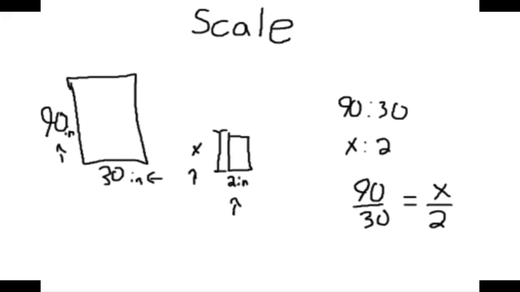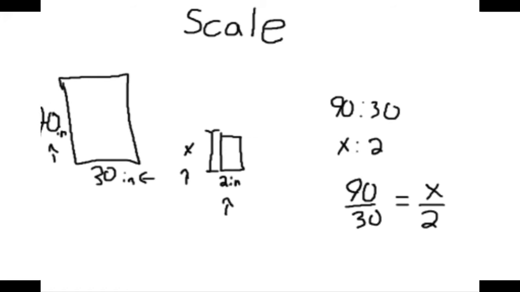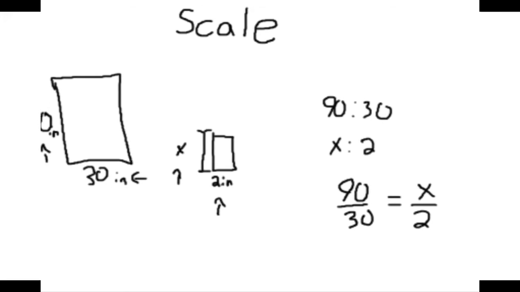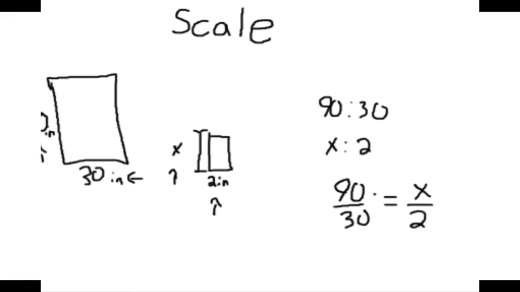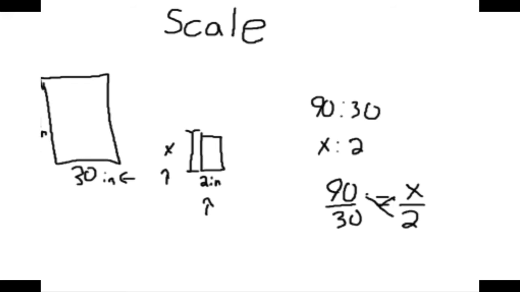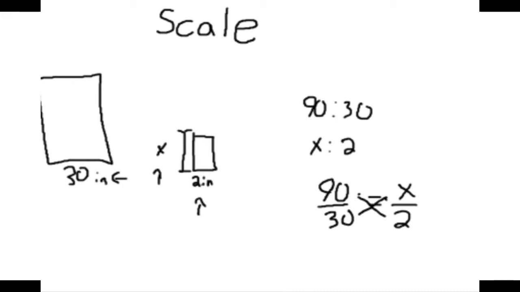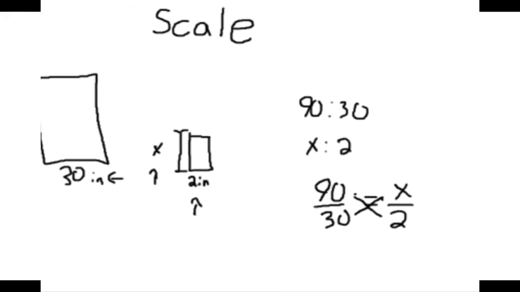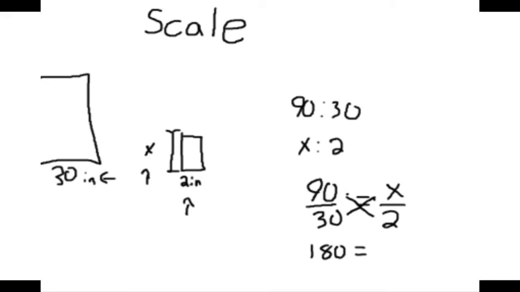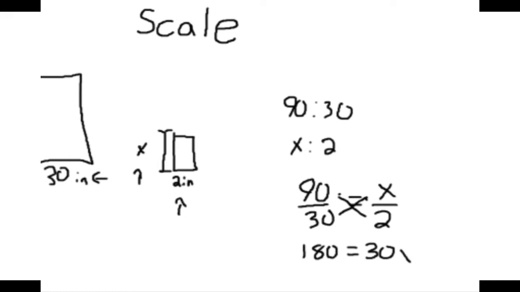Now, sometimes if the numbers were really ugly, then we could cross multiply. And what that means is multiply this numerator by this denominator and multiply this numerator with this denominator. So if we were to do that, 2 times 90 gives you 180. That's going to equal 30 times x, which is essentially 30x.